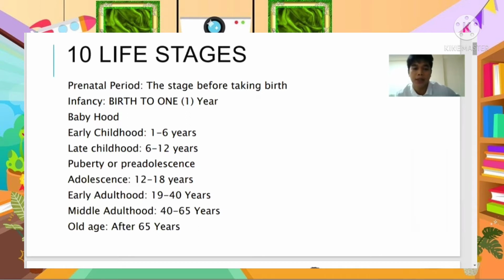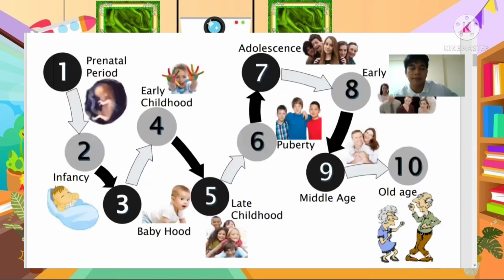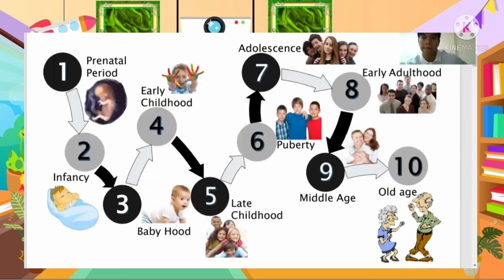And early adulthood, 19 to 40 years. And middle adulthood is 40 to 65 years. And the last is old age, after 65 years. Okay, these are the photos from the prenatal period to old age.